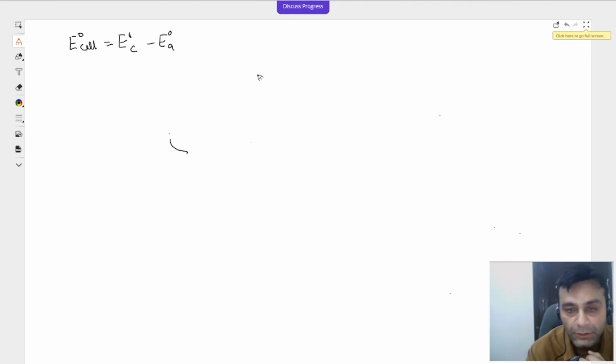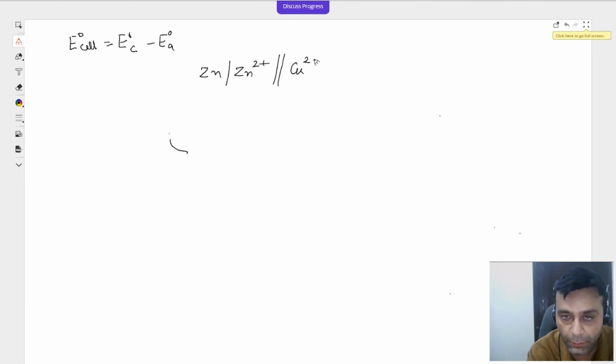Okay. So if I have this cell, zinc, zinc 2 positive, copper here, right? Can you tell me which substance is undergoing oxidation and which substance is undergoing reduction? Yes? Student, you participate in the discussion.